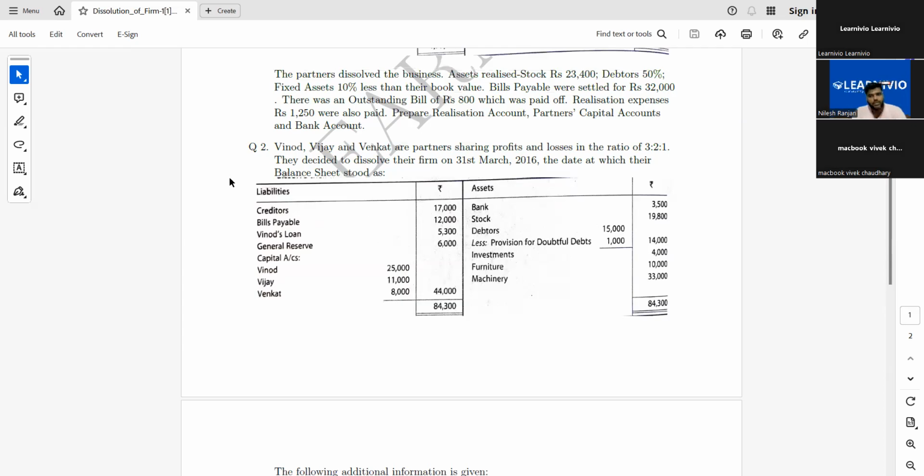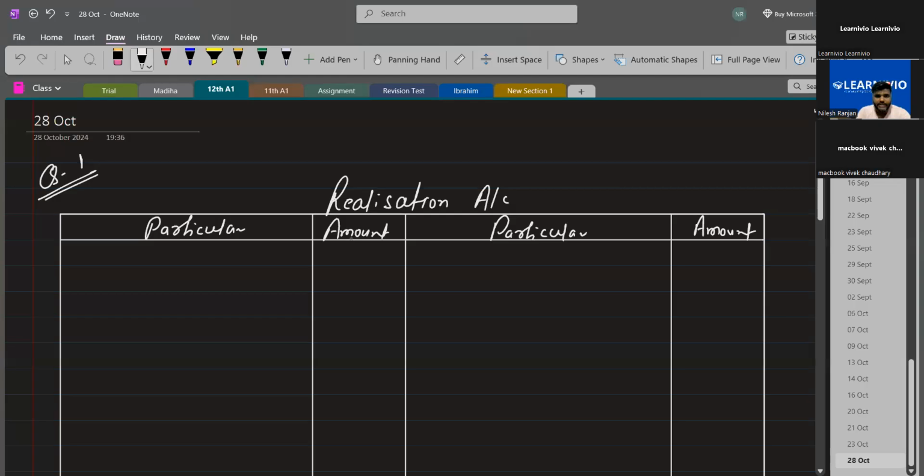We have to clear the balance sheet. I told you in the previous class that the first step is to clear the balance sheet. Every item will be removed from the balance sheet and transferred to the respective account. So first of all, let's start with the liability side. Creditors will go to realization account. It is a liability, so by creditors account, it will be transferred at book value. The transfer is always done at book value, 17,000.